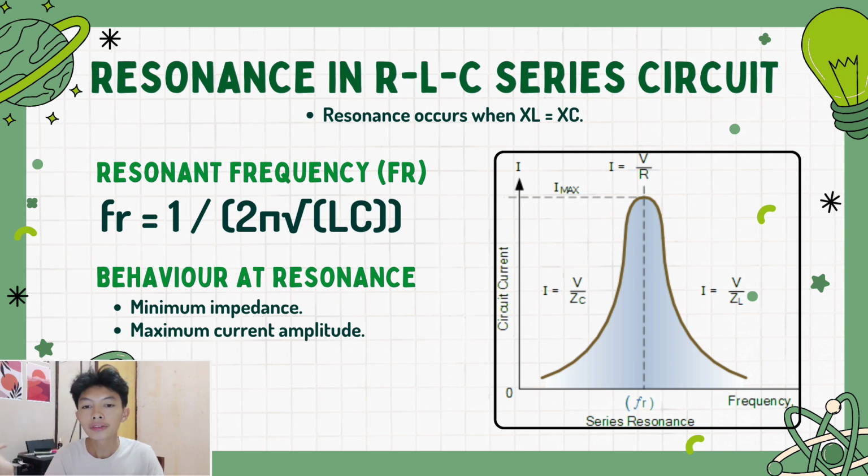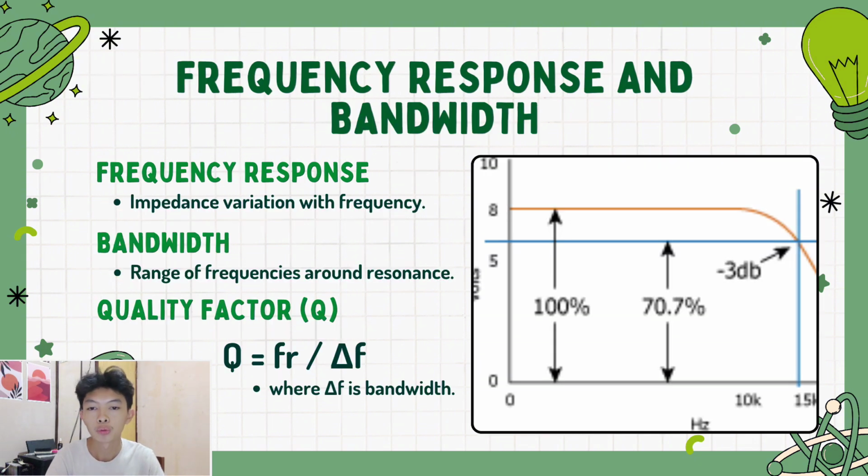Now for the behavior at resonance, at this point the impedance is at its minimum, and the current in the circuit is at its maximum. So it's like finding the perfect speed where everything flows smoothly. So that is the resonance under the RLC series circuit in an alternating current. So let's proceed next to the frequency response and bandwidth.